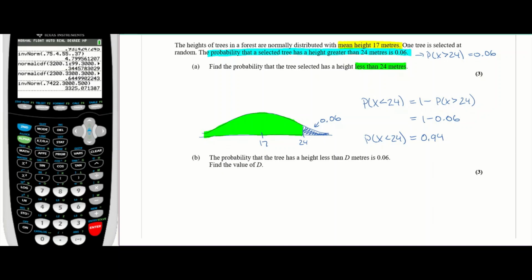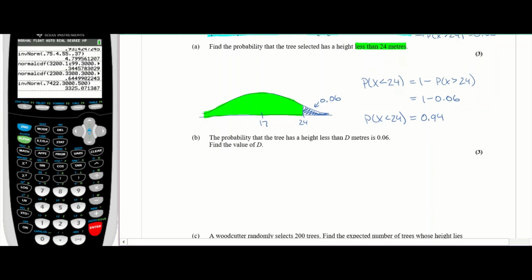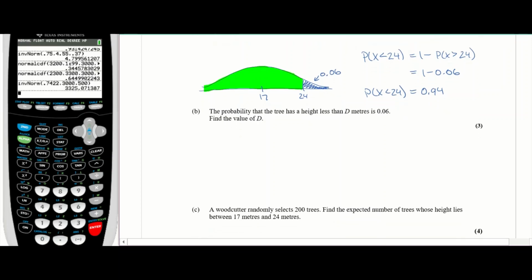Okay, so the idea that all the probabilities add up to 1 is one key element of the normal distribution. Another key element is that the normal distribution is symmetrical. So again, if we draw this normal distribution, we mark our mean of 17. We know that the cutoff of 24 gave us a percentage of 6% of values above 24.